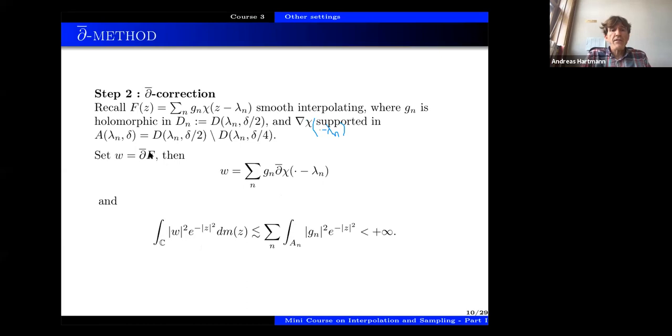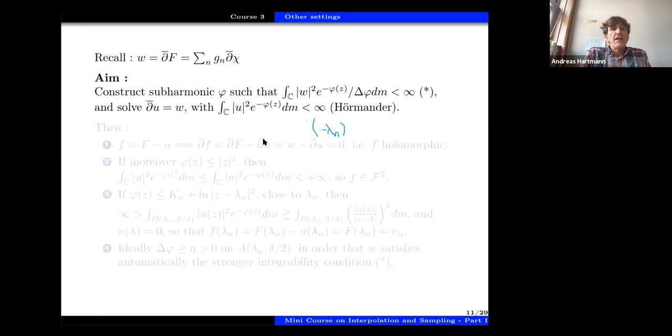Okay, and then I have to look if this W is in the right space, if it also satisfies the integrability condition. And the argument is essentially the same that I gave before for the function f itself. Okay, so the d bar of this function is in the right space. This is nice. Okay, so W is the d bar of this function.